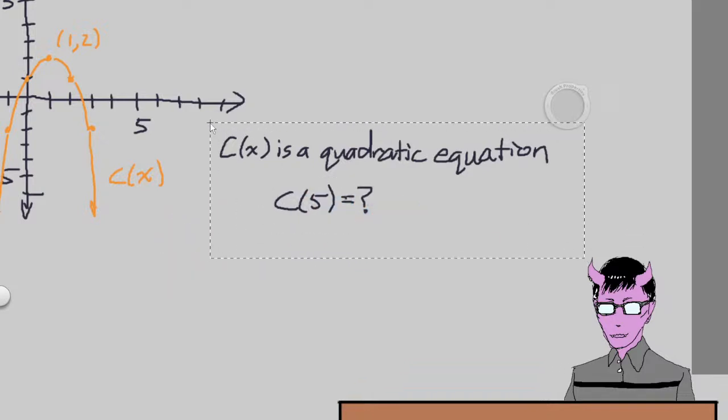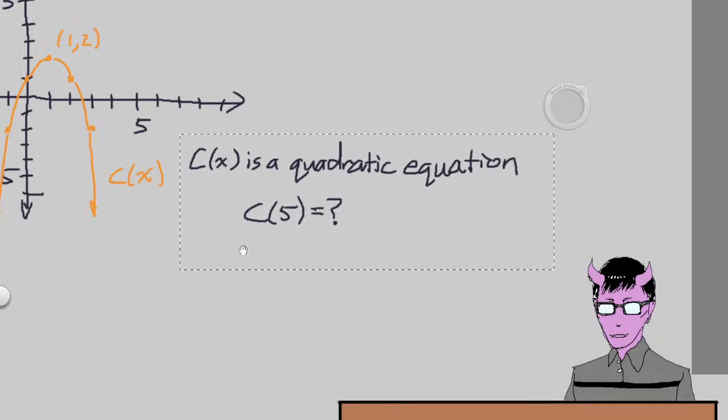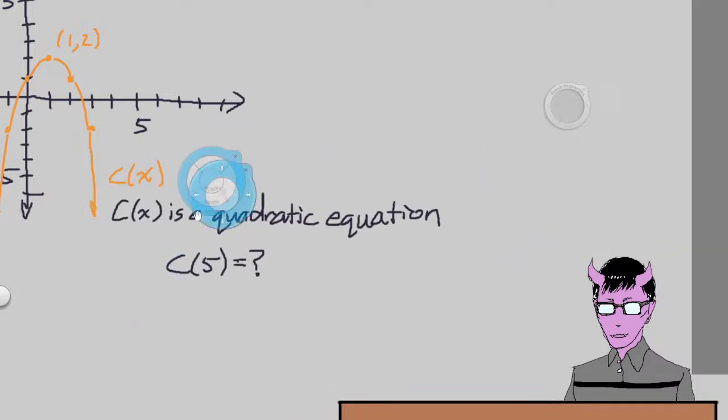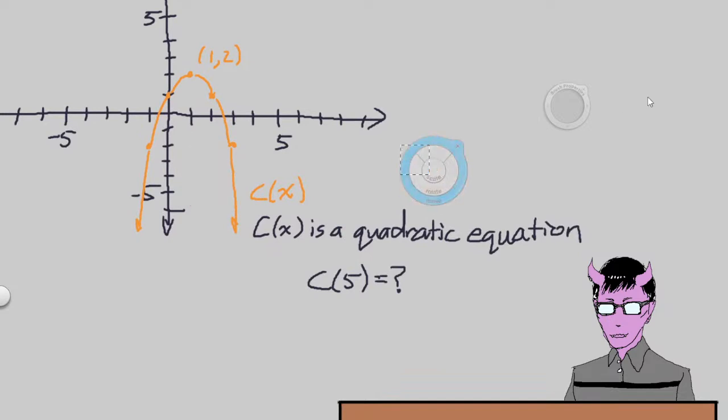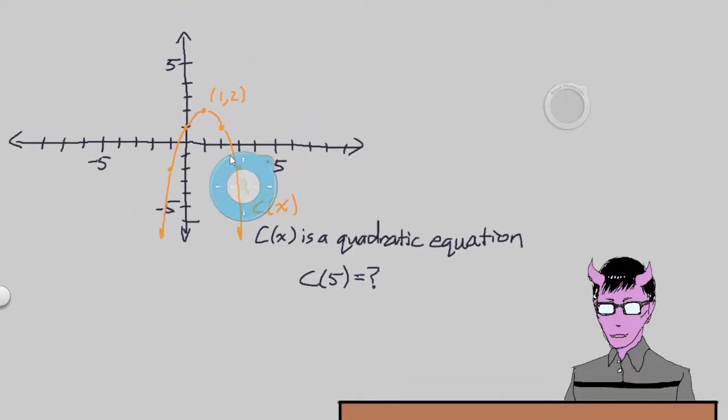So we're not given an explicit formula. We're not given an explicit equation. We are given the graph of the function. Unfortunately, we don't have the graph at the 5 point. It'll be somewhere way down there, so it's off window. That's perfectly fine.